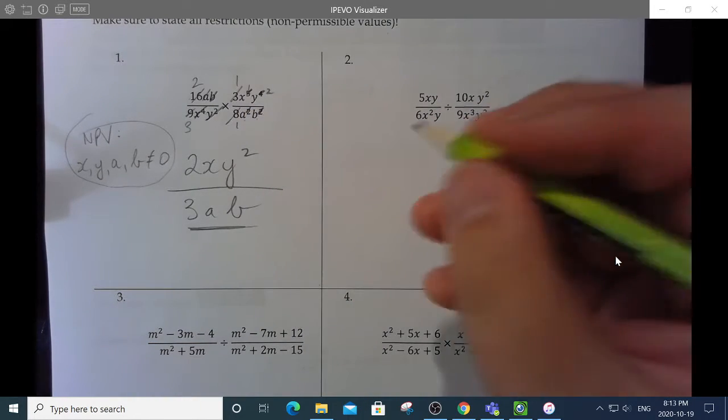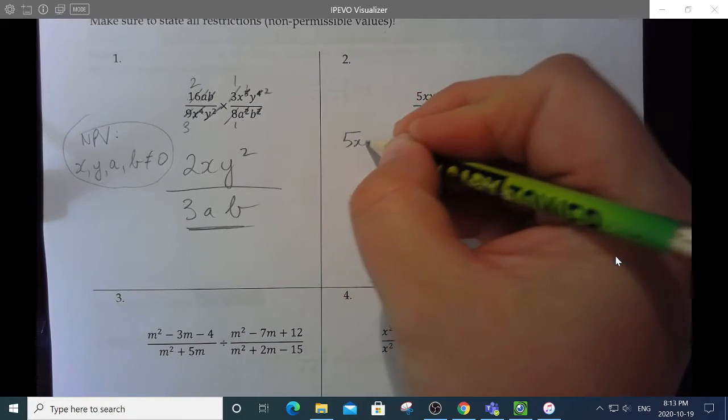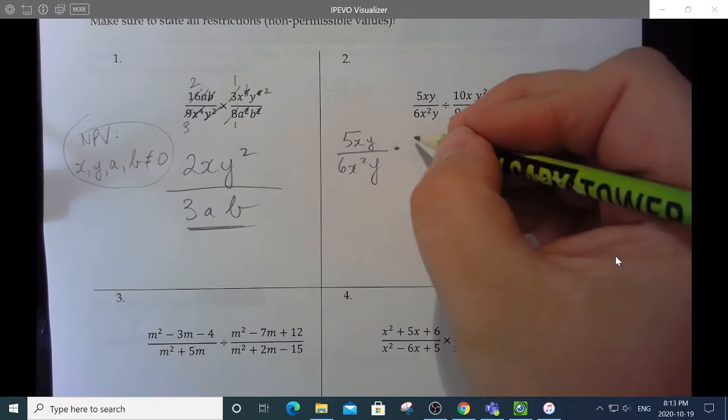Number 2, remember that we have to, can I start canceling now? No, you can't do the canceling until you are in multiply mode. So I would multiply by the reciprocal.